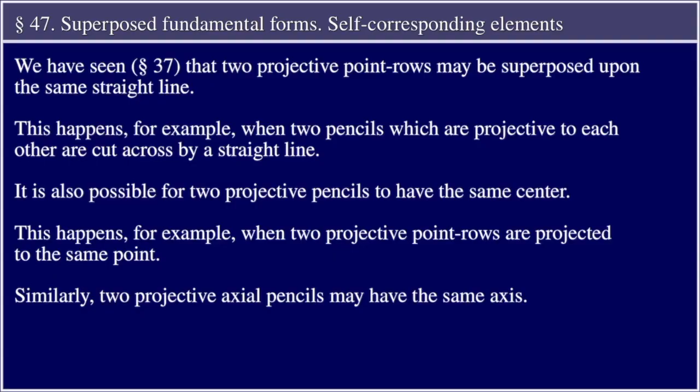Section 47. Superposed fundamental forms, self-corresponding elements. We have seen, Section 37, that two projective point rows may be superposed upon the same straight line. This happens, for example, when two pencils, which are projective to each other, are cut across by a straight line.